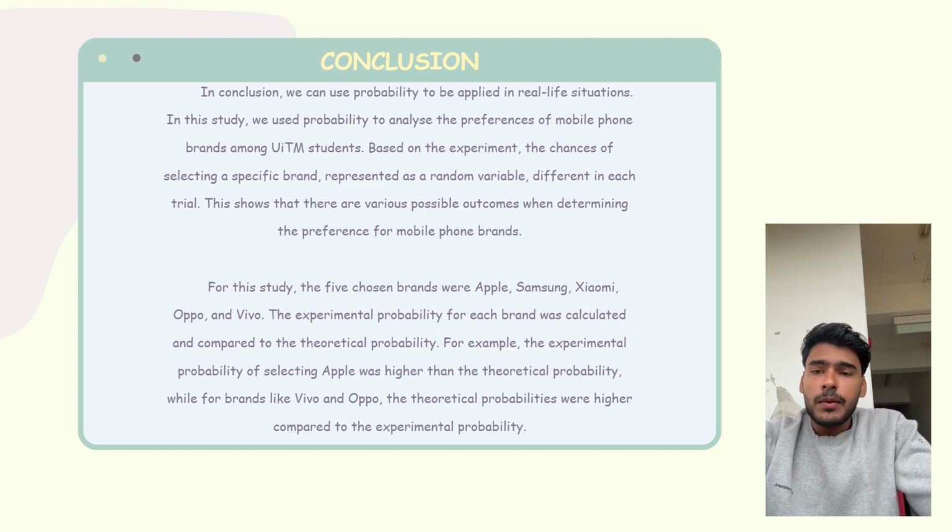The experimental probability for each brand was calculated and compared to the theoretical probability. For example, the experimental probability of selecting Apple was higher than the theoretical probability, while for brands like Vivo, Oppo and Xiaomi, the theoretical probabilities were higher compared to the experimental probability.